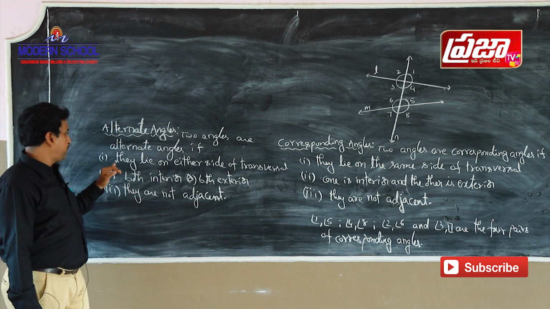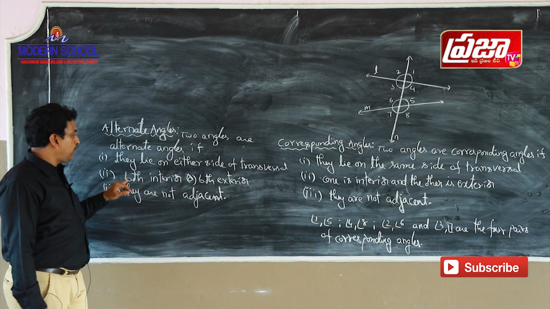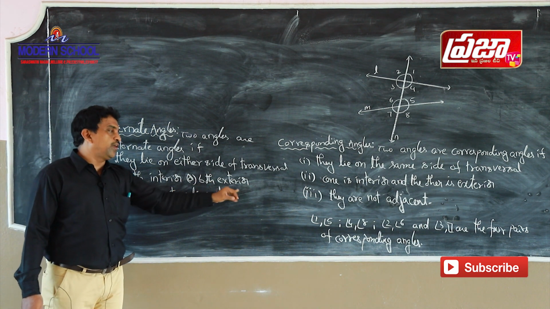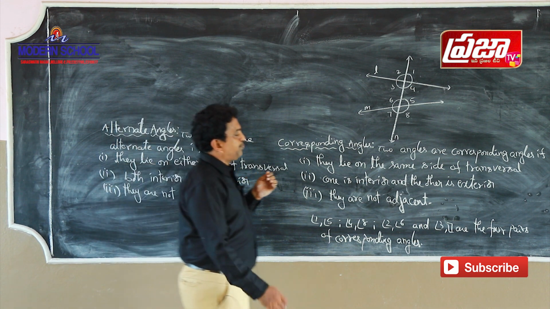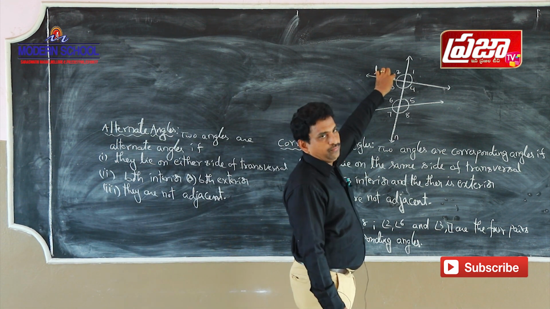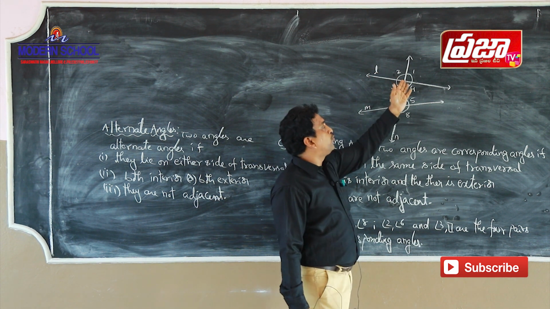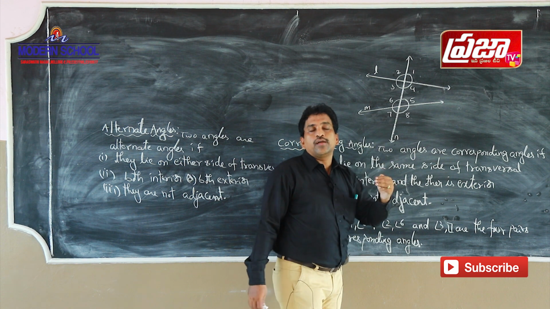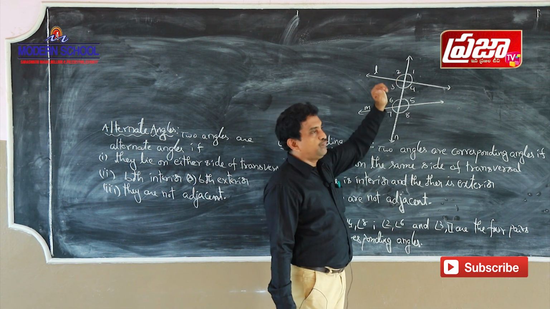What is the first point? They lie on either side of transversal. Second one, both interior or both exterior. Third point, they are not adjacent. Same, we see the alternate angle for angle 2 only. Previously, I explained the corresponding angle to angle 2. Now I am going to explain the alternate angle for angle 2.